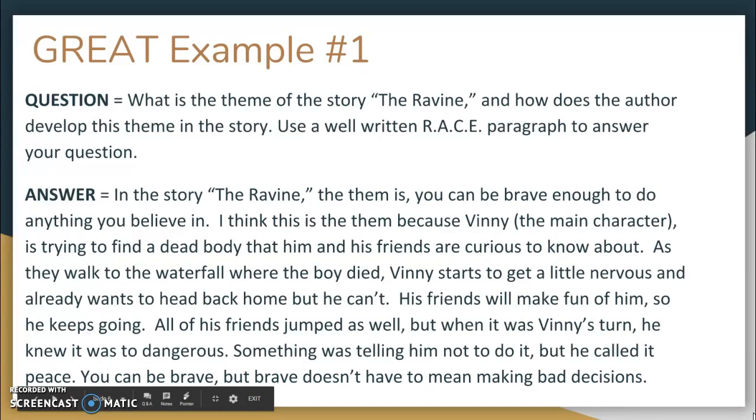Now, let me move on to some really, really key, excellent examples. This one is for The Ravine.